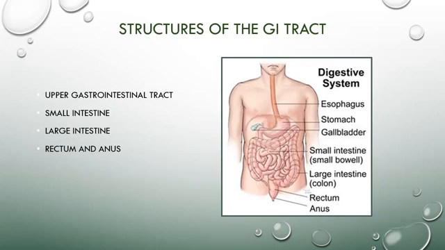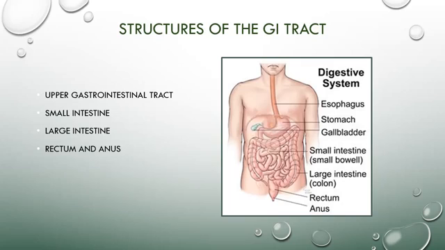Then we move into the large intestine, which is also known as the colon. It's larger in diameter than the small intestine, but shorter in length, about 5 to 6 feet. It extends from the ileum of the small intestine all the way to the anus. It contains 7 segments: the cecum, the ascending colon, the transverse colon, the descending colon, the sigmoid colon, the rectum, and then the anus. The rectum is approximately 6 inches long, and it is continuous with the anus of the colon.